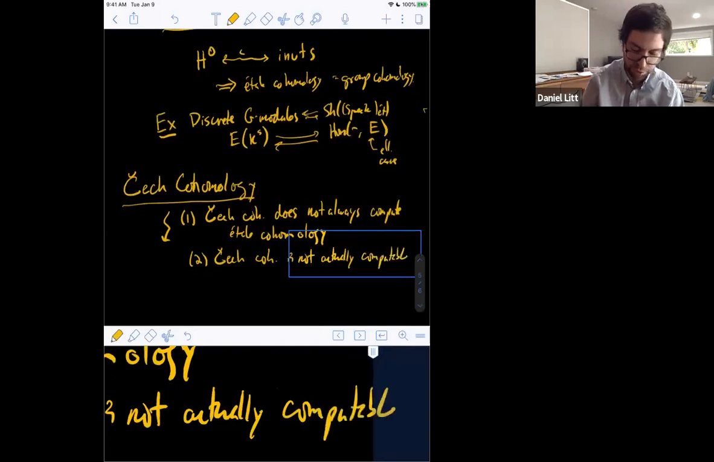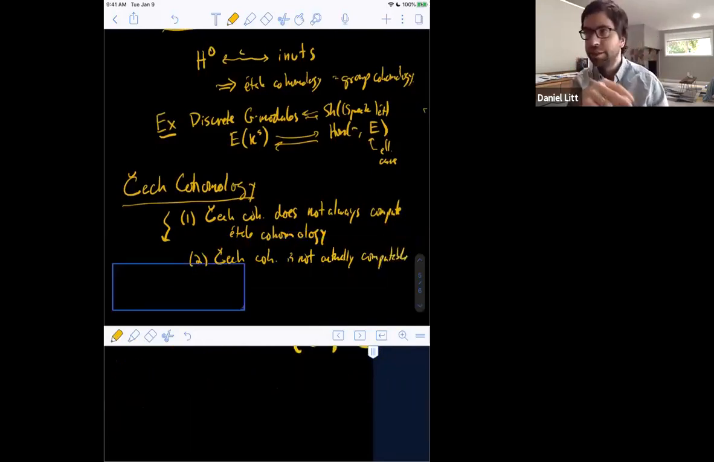Okay, so let me say a word about why Čech cohomology in the étale setting is not actually computable. How do we compute Čech cohomology? When does a Čech complex actually compute sheaf cohomology? It's when you can find a cover of your original space, so that for each object in your cover, and for each multiple intersection, the derived functor cohomology of your sheaf vanishes. That's the condition for when Čech cohomology computes étale cohomology.